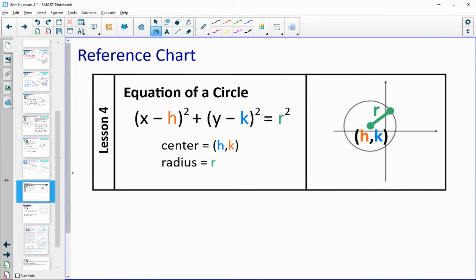On your reference chart, go ahead and write the equation of a circle down. Remember, h and k need to be the center of your circle. It can't just be some random point in the circle. You want to do the distance from the center to the edge. So we're calling our center point (h, k), our radius r, and then this point x, y is just any point on the circle. So x minus h squared plus y minus k squared will equal the radius squared, with (h, k) being the center and r being your radius.